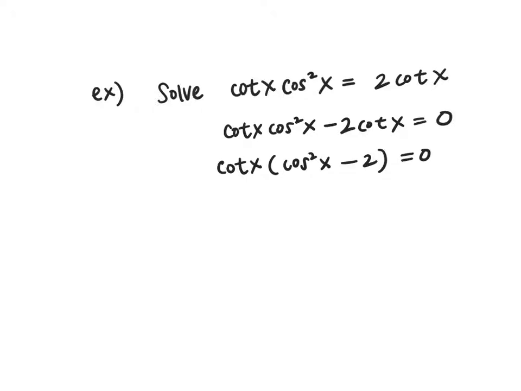I hope you can notice that I have something times something equaling 0. So I'm able to use the zero product property. The zero product property is when you're multiplying things together and they equal 0, then at least one of those parts must equal 0. So you can set each factor equal to 0 and solve. This is almost like two separate questions in one.